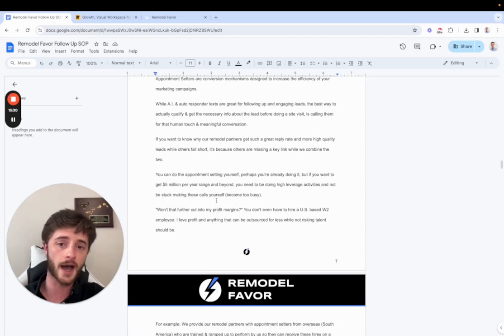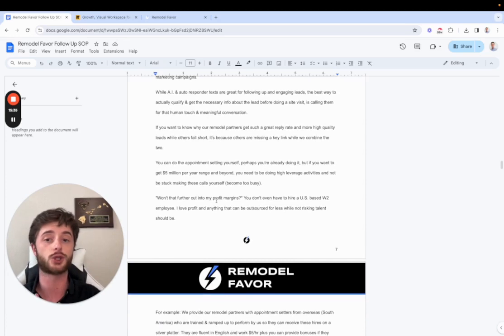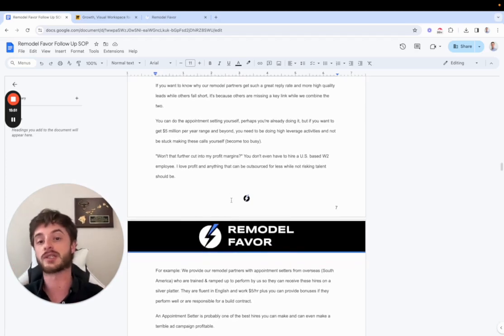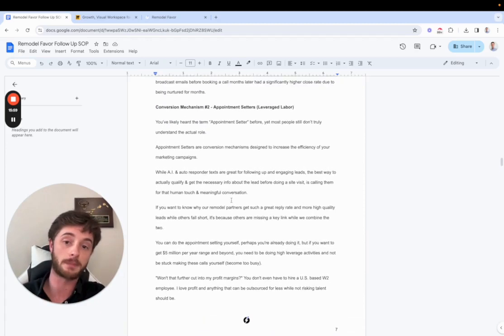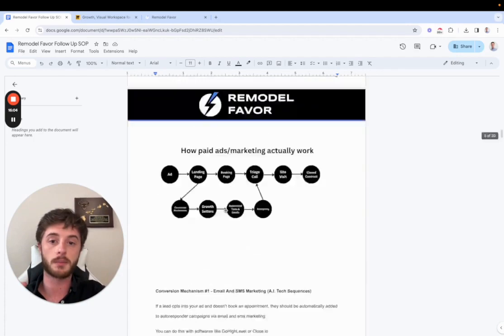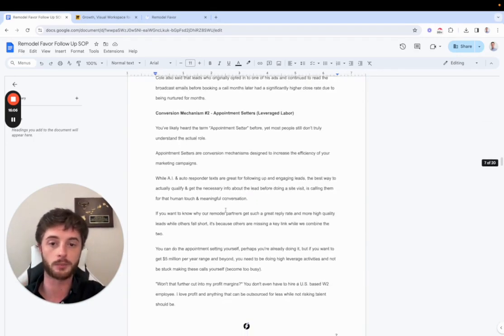And while the AI and autoresponder texts are great for following up and engaging leads, the best way to actually qualify and get the necessary info about the lead, such as their real timeline, the reason for that timeline, and also their budget, the best way to do that is actually calling them and getting that human touch. And if you want to know why our partners, for example, get such a good reply rate and more high quality leads while others fall short, it's because others are missing a key link. Some might be calling the leads themselves, or they might be using appointment setters, while some might have the email and SMS marketing go out, but they're just not calling them.